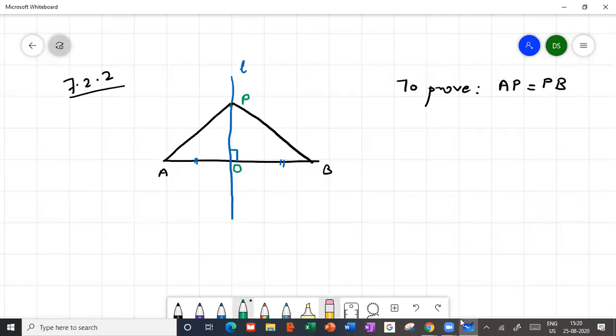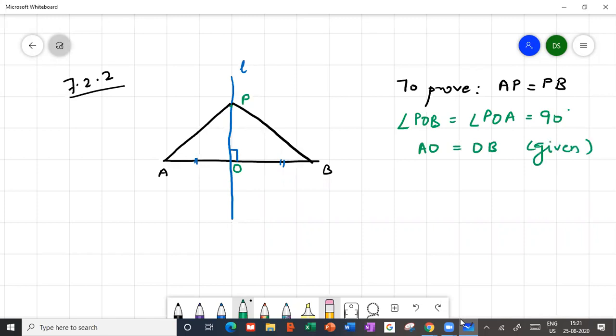Ma'am, angle POB is equal to angle POA. Correct. Side AO is equal to side OB, given. Correct. And ma'am, PO is equal to OP. It is common. So ma'am, hence AP is equal to BP by CPC. Cool. Awesome. So OP is the common side.